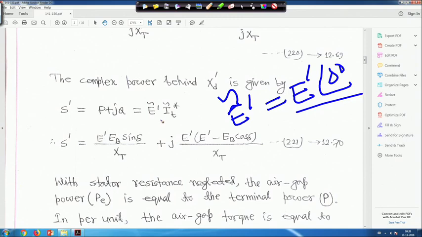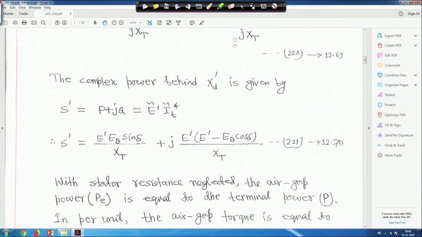So with that, you put I t conjugate and simplify whatever I showed, and you will find E dash E b sin delta upon x t plus j E dash into E dash minus E b cos delta upon x t. This is equation 221. So, my P is equal to E dash E b sin delta upon x t, and Q will be equal to E dash into E dash minus E b cos delta upon x t. But our interest is now only in the real power. The way you have studied for power transfer, V 1 V 2 upon x sin delta, it is the same thing.